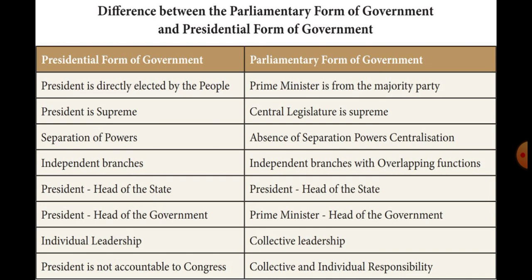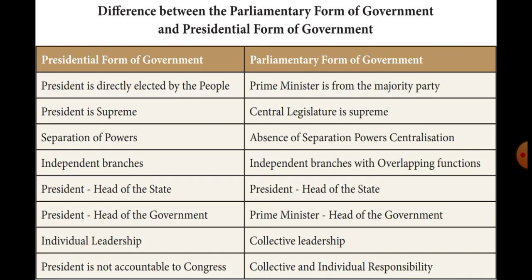Then the presidential form of government has separation of powers. That means all the powers are separated. But in the parliamentary form of government, there is an absence of separation of powers, centralization. Then the presidential form of government has independent branches. In the same time, the parliamentary form of government has independent branches with overlapping functions.